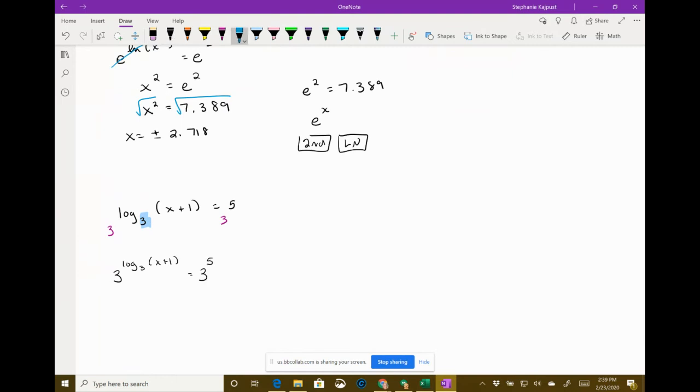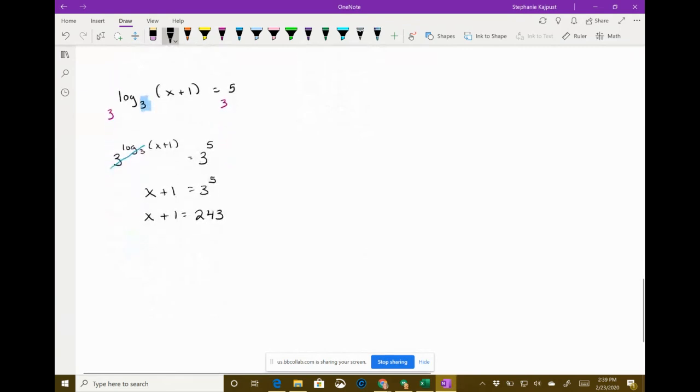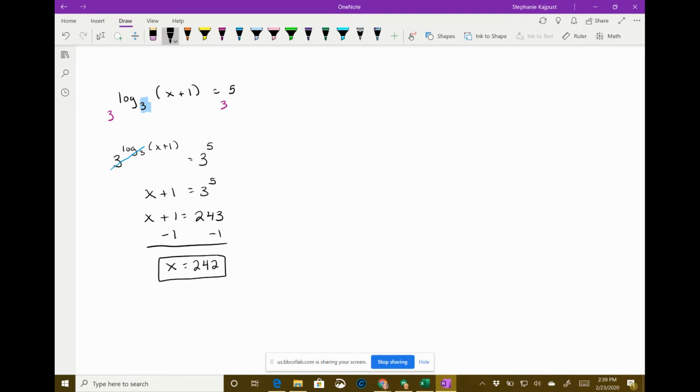And that log base 3 and the 3 cancel out. So I have x plus 1 equals 3 to the 5th. So I do 3 to the 5th on my calculator. I get x plus 1 equals 243. And then I just need to solve for x. So I'm going to subtract 1 from both sides. So I get 242. So it doesn't matter what base you have when you have something with a log. You just figure out what your base is, and that's what you're going to be using when you're creating your exponents.